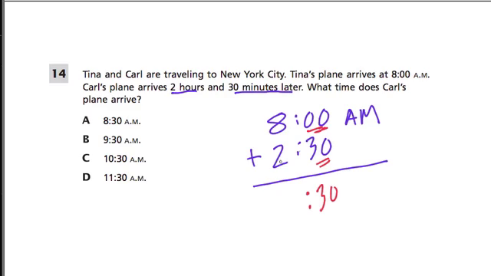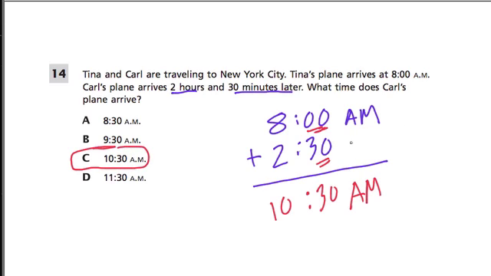Now 8 and 2 is 10. So the answer is 10:30. AM or PM? Well, we haven't crossed over noon yet, so it's still AM. Right? Noon comes after this, 11:30, and then 12, we go to PM or noon. So here the choice is C, 10:30 a.m.